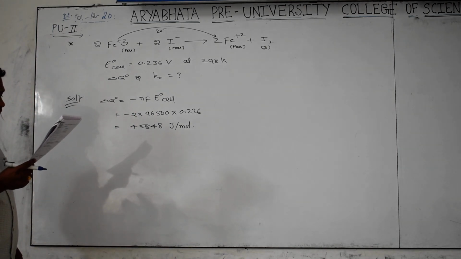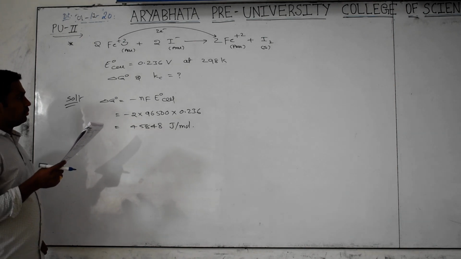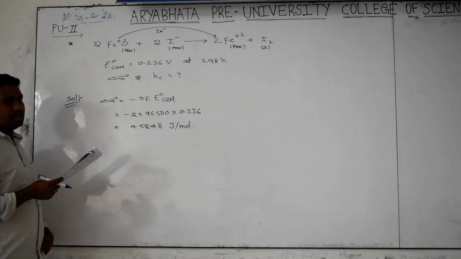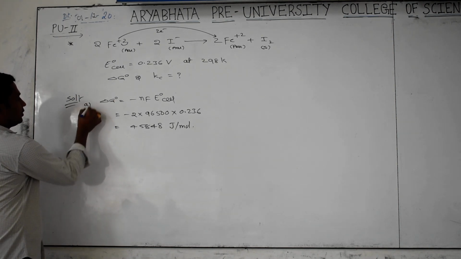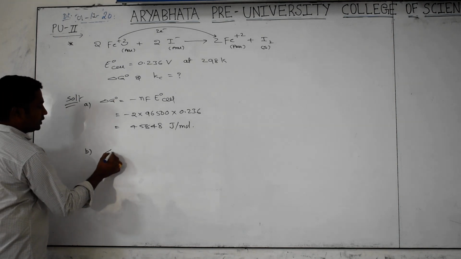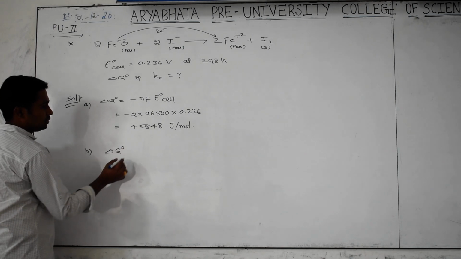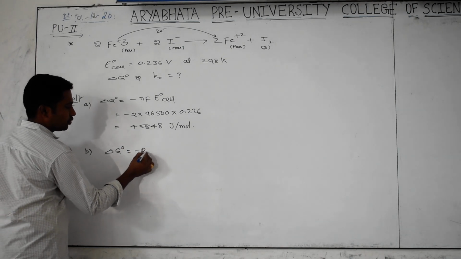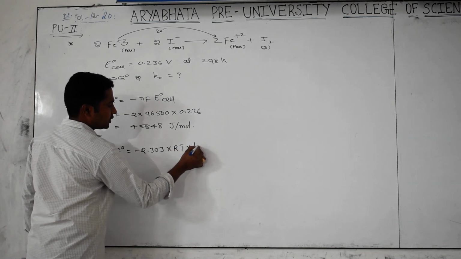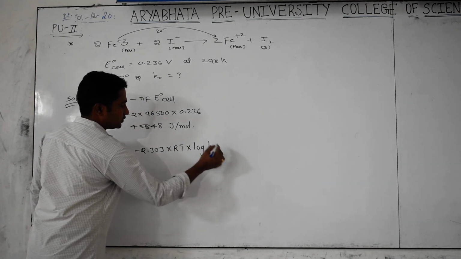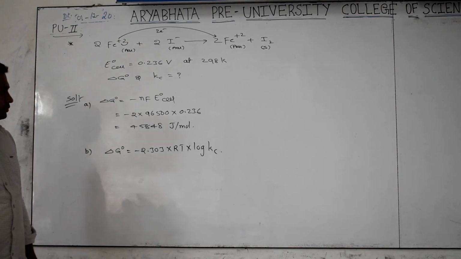Yes. Next, what is it asking? The equilibrium constant. Do we have any formula relating the equilibrium constant and delta G naught? Yes. What is the formula we have? The last formula: delta G naught is equal to minus 2.303 RT log Kc. Do the simplification.